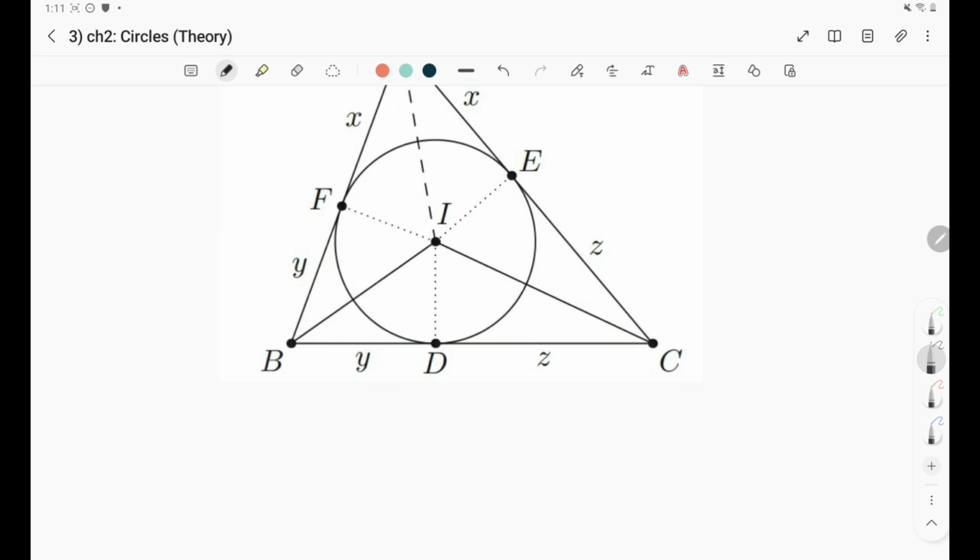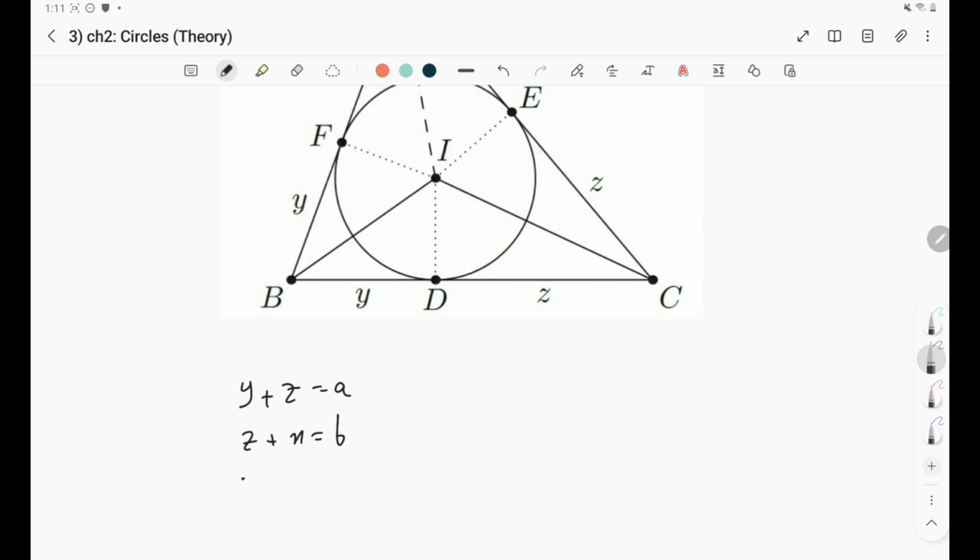Remember that we know that y plus z is equal to a. Similarly, you can just loop here, a cyclic loop. So z plus x is b, and x plus y is c, after x comes y, and after b comes c. So you have a system of equations, you can easily solve it.